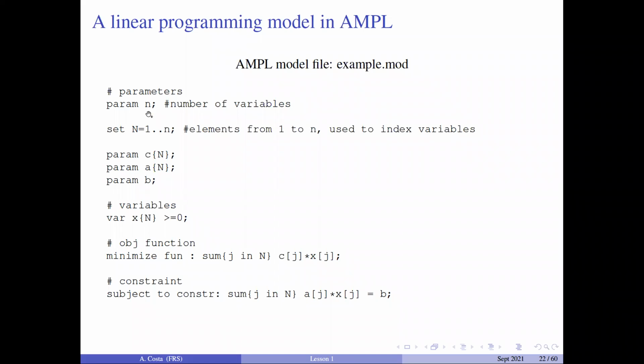Imagine n is equal to 100. This thing here, 1..n, means generate all the integer numbers from 1 to n. So this set will be the set including the numbers 1, 2, 3, 4, 5 up to n. Okay. Then when you write something like this, variable x indexed by the set, it means that you will have one variable for each element of this set. In other words, if this n is equal to 100, this set here is all the numbers 1 to 100.